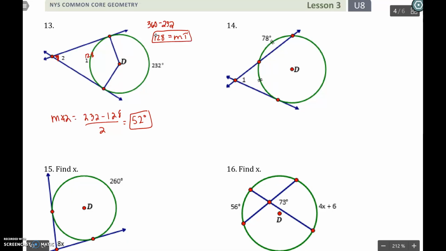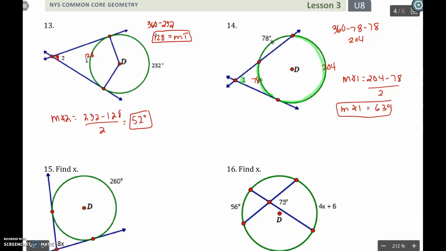All right, number 14. Similarly, we don't have all of what we need, but we do see these congruency marks. That means that these two arcs are congruent. They're the same. That one would be 78 as well. And the whole circle would be 360. So if you subtract the two 78s from 360, you will get 204. And that will be this missing arc. And now to find angle 1, we're going to use the far arc over here, the 204, minus the near arc. So angle 1 would equal 204 minus 78, and then divided by 2. That should be 63 degrees.